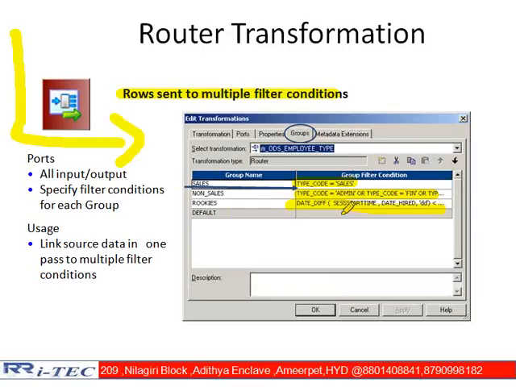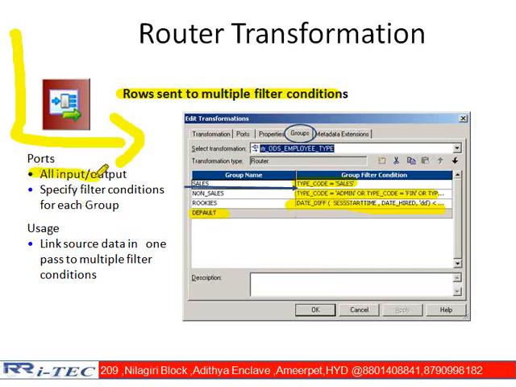The first condition, pass or fail, it is going to validate the second condition. The second condition also, pass or fail, it is going to validate the third condition. If the third condition passes, then it is going to load into the third one. If it is not passing, then it is going to load into the default one. A record which is not satisfying these three conditions will go and load into the default group.